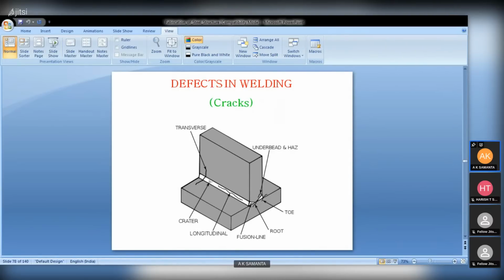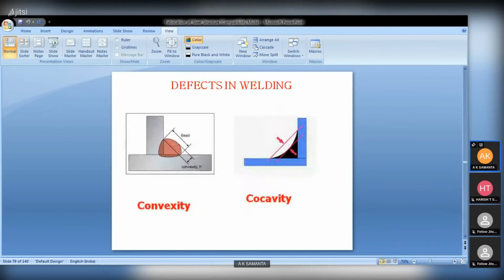As a result, due to the difference in the coefficient of thermal expansion during solidification, both the weld pool and the foreign particle will not contract in a similar manner. As a result, some cracks will be formed. That is called solidification crack. And lamellar tearing, I'll describe a little bit after that.